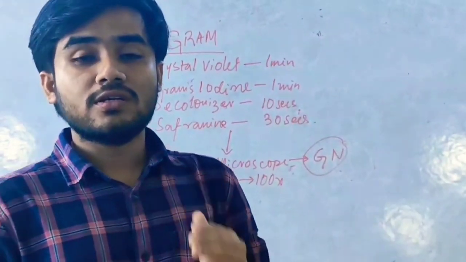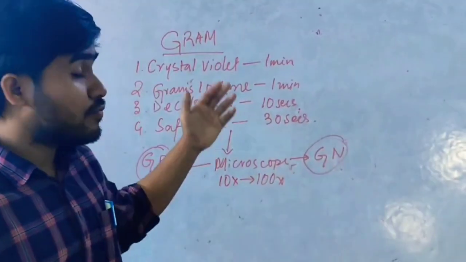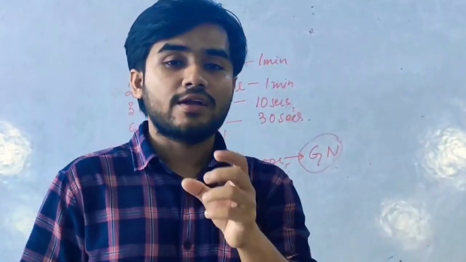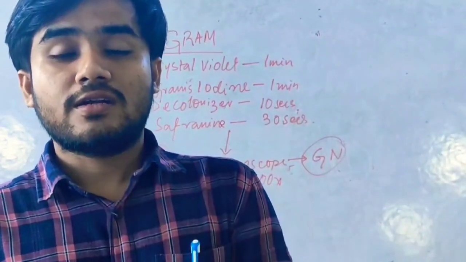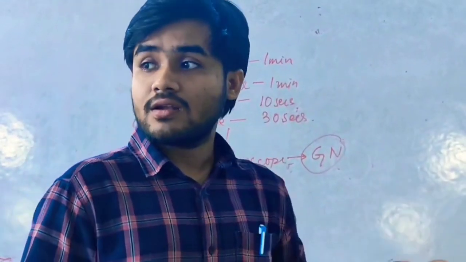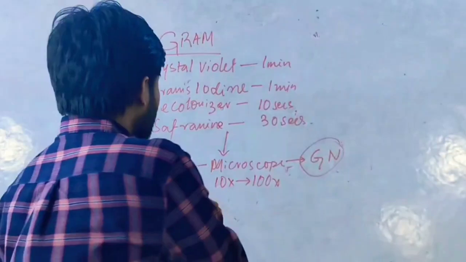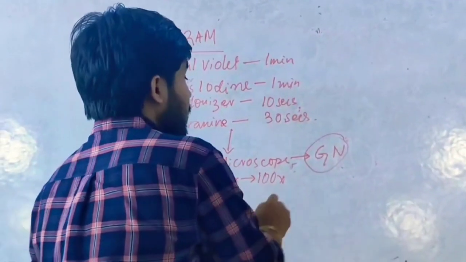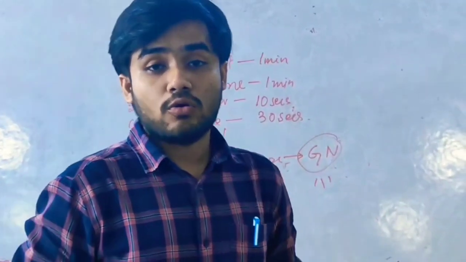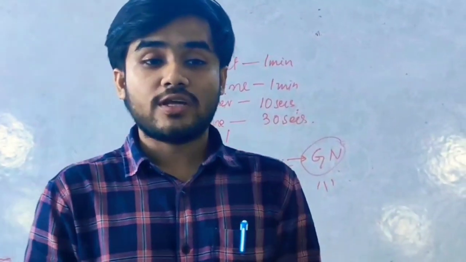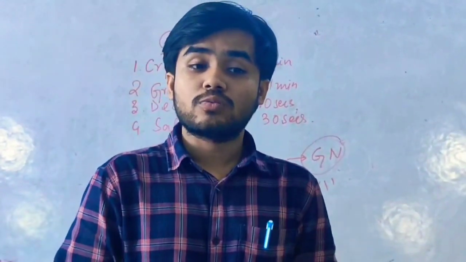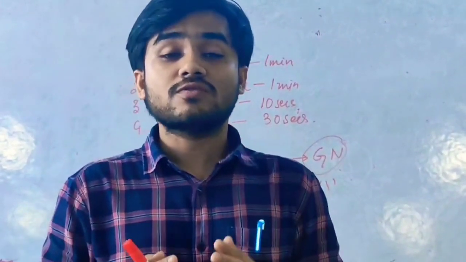And then after washing it, we'll put the counterstain, safranin, for 30 seconds, mind it, and then wash it and observe under the 10x of the microscope followed by 100x, and you get either purple colored Gram positive cocci, or you get pink colored Gram negative bacilli or cocci. So once we identify the shape and morphology of the Gram stain that we see under the microscope at 100x, we can see Gram positive cocci.